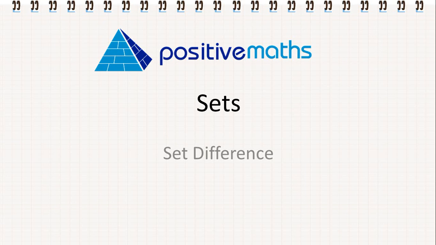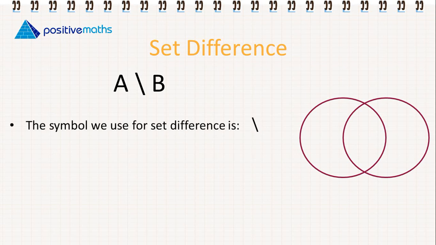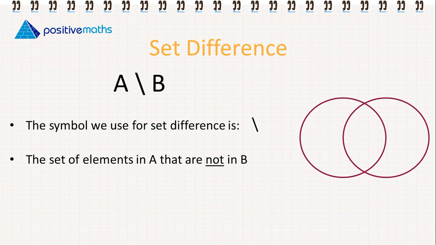In this video for Positive Maths, we're going to learn about set difference. So this notation is what we're going to be using for set difference. It's A/B. It's the set of elements in A that are not in B. We can use the word A less B to describe it, or A without B. You can use whichever you feel more comfortable with.